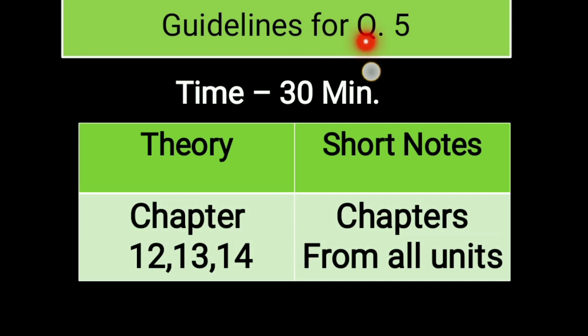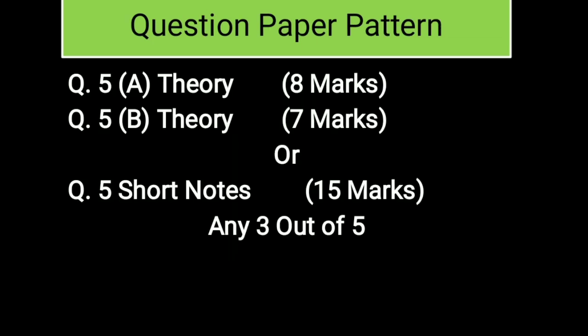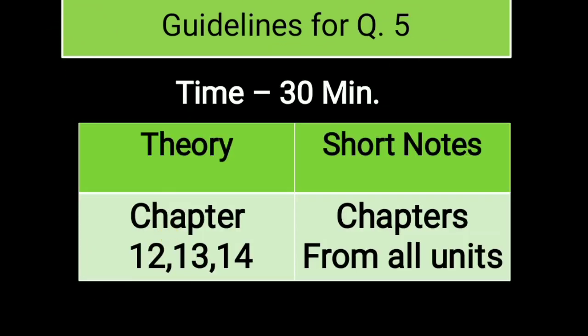For question number 5, you have to study chapter number 12, 13 and 14. All these 3 chapters you have to study for question number 5. But suppose you go for the short notes, then for the short notes you have to study all the chapters and all the units. Again I'll go back over here. What I said is that instead of the short notes, you better attempt the A and B sub questions, that are based on chapter number 12, 13 and 14.